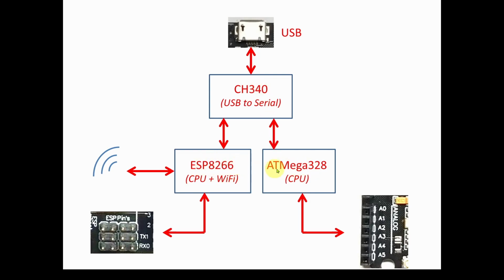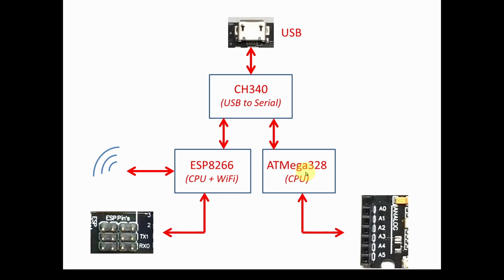Now, normally with an Arduino Uno, you've got this ATmega, which is kind of the CPU, central processing unit, but it does a whole lot of stuff. It does communications over USB. It accesses these analog and digital GPIO pins. It's an extremely capable chip that does most of the work of the Arduino.